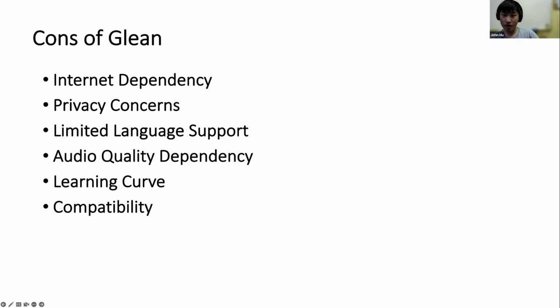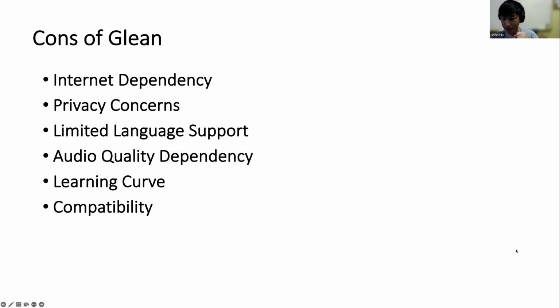So overall for Glean, the pro is that it's accurate and efficient for note taking, but the biggest downside is that because it relies on the internet, if you're in an area where you have poor signal, you may not be able to get a good quality transcription or audio recording. So that's pretty much it for Glean.